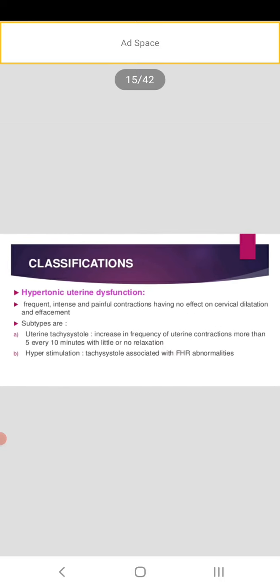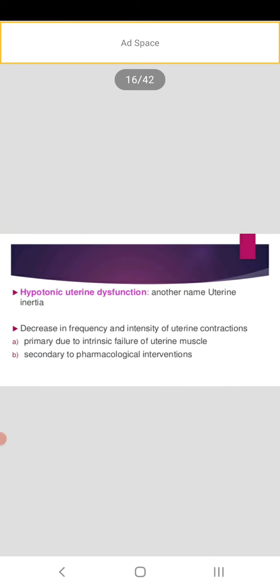In classification, hypertonic uterine dysfunction: frequent, intense and painful contractions having no effect on cervical dilatation and effacement. Subtypes are uterine tachysystole, the increased frequency of uterine contractions, more than 5 every 10 minutes with little or no relaxation, and hyperstimulation, tachysystole associated with FHR abnormalities.